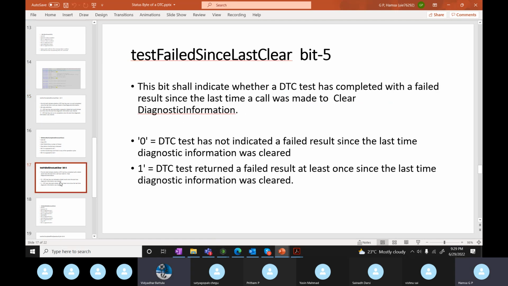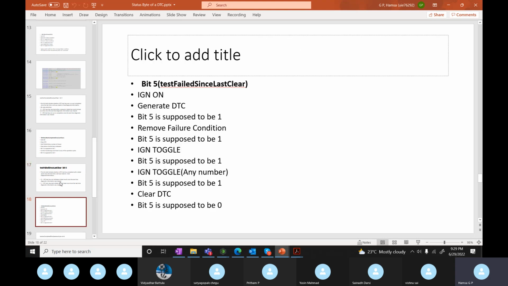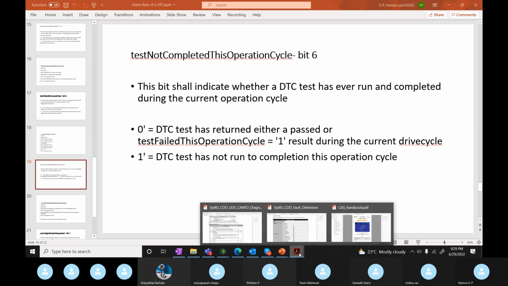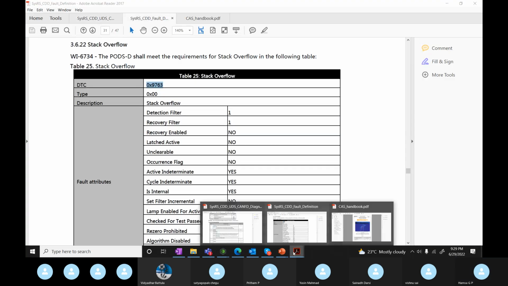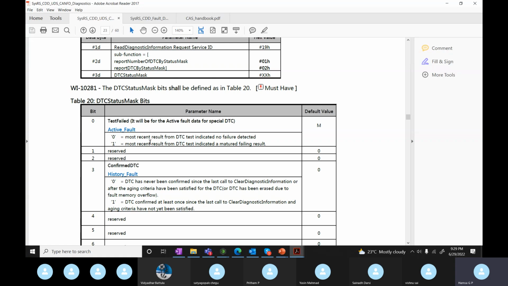Okay, fine. So basically all these bits will not be applicable, not every bit. But the important bit is the first bit, test failed. This is where we get to know whether the test has failed, nothing but the fault monitoring function present in your software, which does the fault monitoring every 100 milliseconds. If it detects the fault, then this fault is active. Otherwise, 0. Nothing but bit 0 will be high.